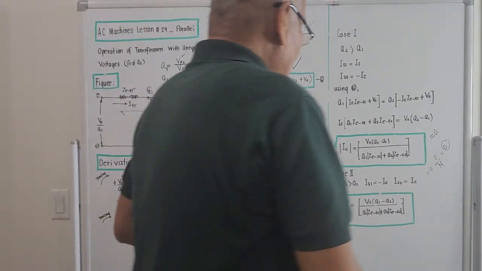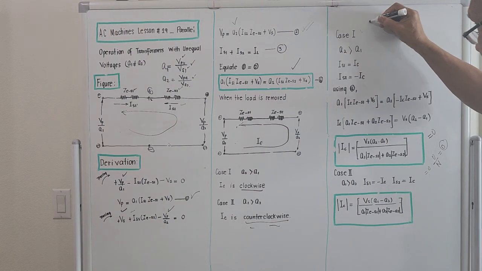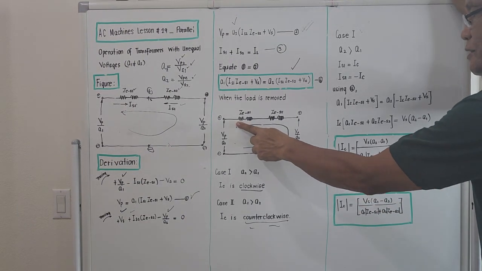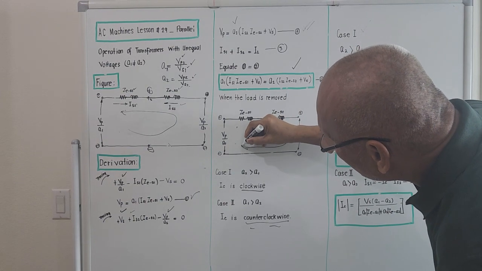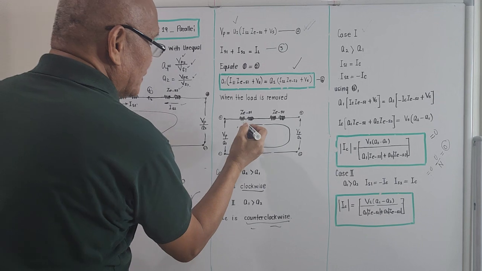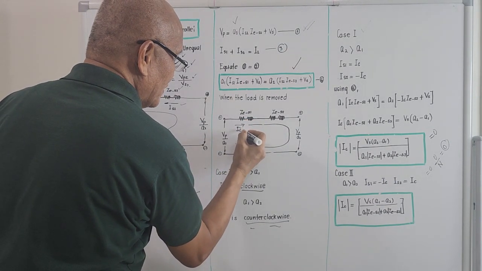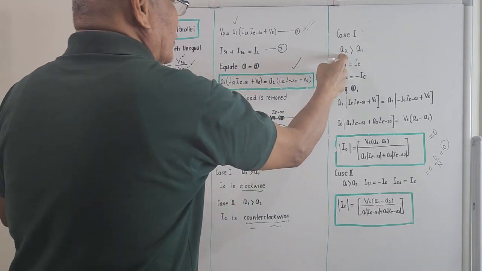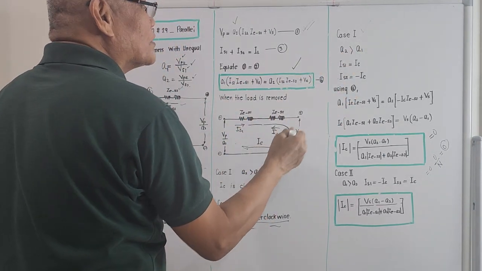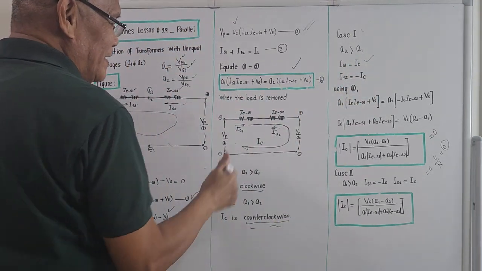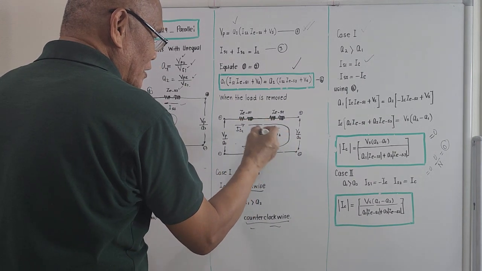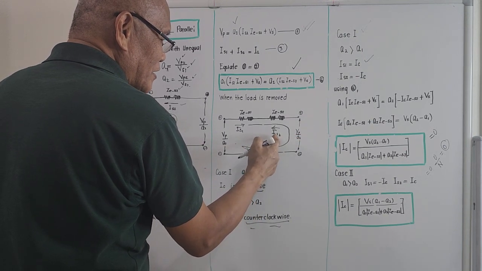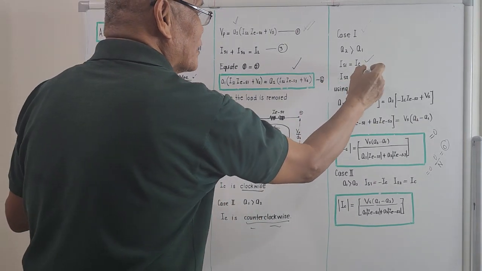Okay, let's proceed. For case number 1, when A2 is greater than A1, it's the first condition. This is IS1, right? This is IS2. When A2 is greater than A1, the current is counterclockwise. I place it here. IS1 is equal to IC. IS1 goes with the direction of the circulating current. This voltage here is greater than this, and the circulating current is against IS2. So we place it here. IS2 is actually negative IC.